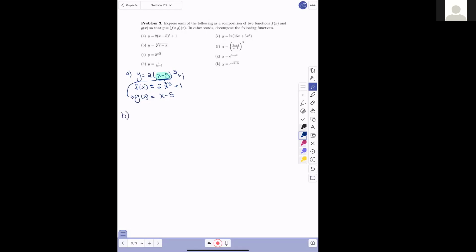All right. So then if we go to problem B, we have y equals the cube root of 7 minus x. Can someone tell me where they think the inside function is? Under the cube root? Yes, everything under here. So this is our inside function. So our f of x is, I'm just going to replace what's highlighted with x. So my f of x becomes the cube root of x, and my g of x becomes 7 minus x. Any questions on that?